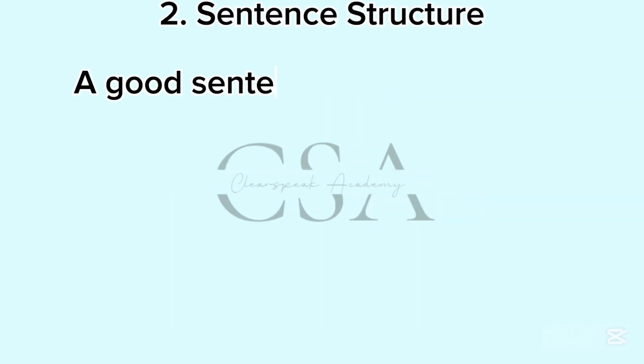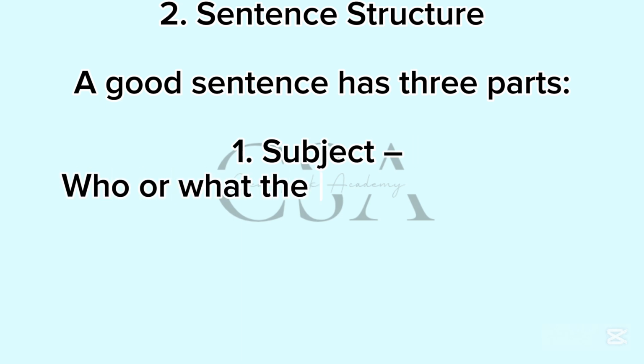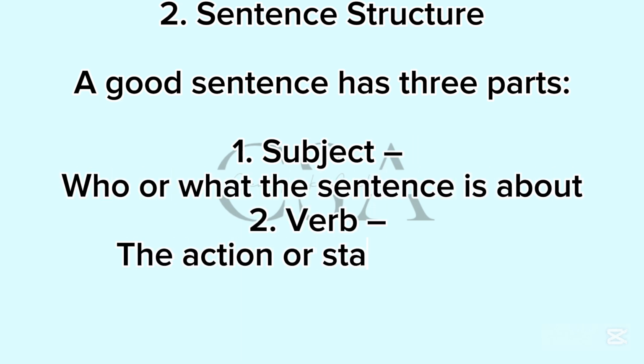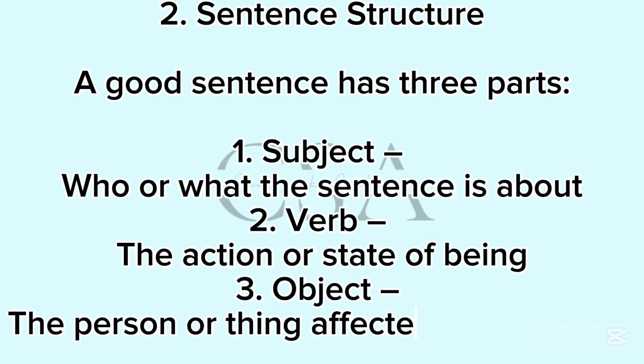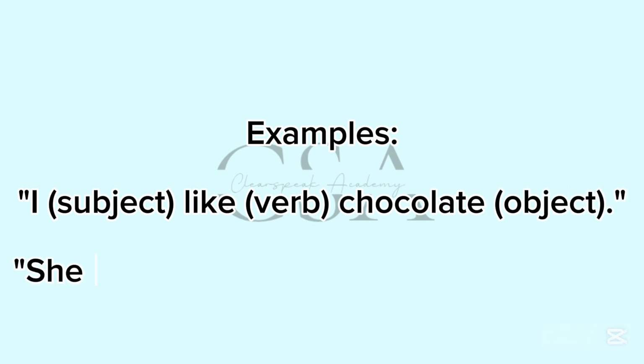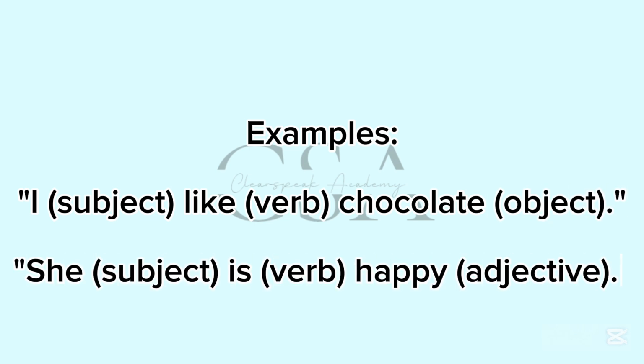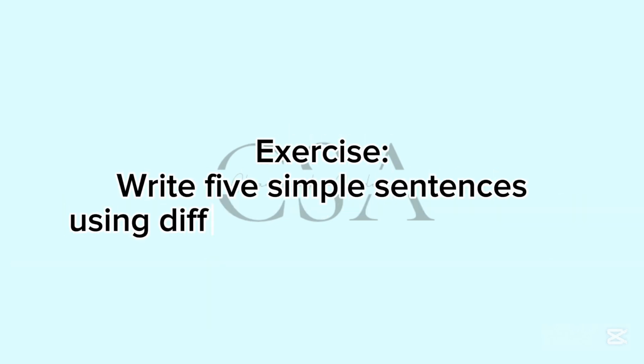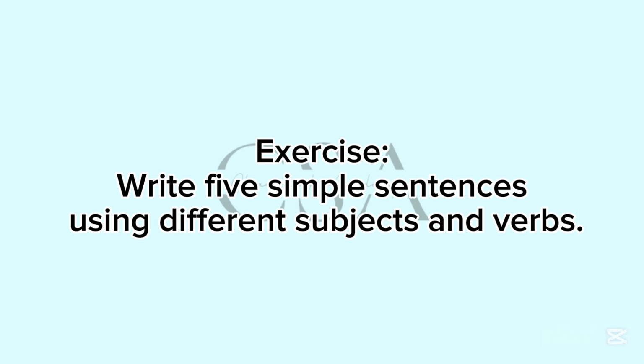2. Sentence structure. A good sentence has 3 parts. 1. Subject, who or what the sentence is about. 2. Verb, the action or state of being. 3. Object, the person or thing affected by the action. Examples: I (subject) like (verb) chocolate (object). She (subject) is (verb) happy (adjective). Exercise. Write 5 simple sentences using different subjects and verbs.